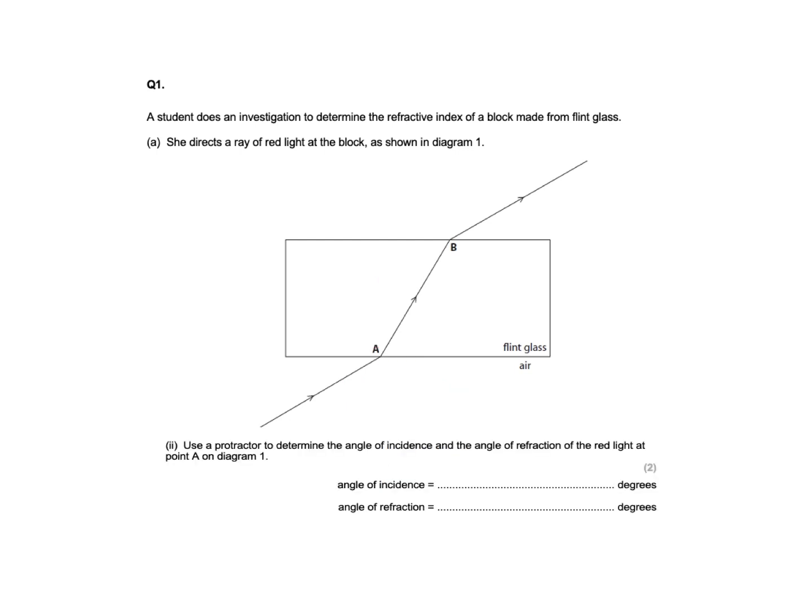And now we go on to II, where you 100% need a protractor, because we are being asked to determine the angle of incidence and the angle of refraction of the red light at point A.